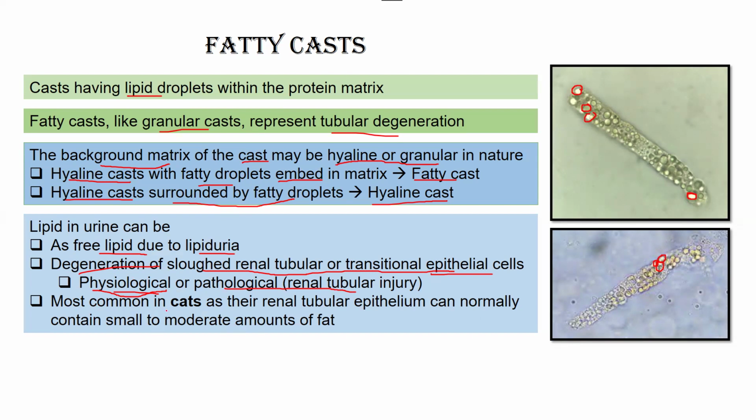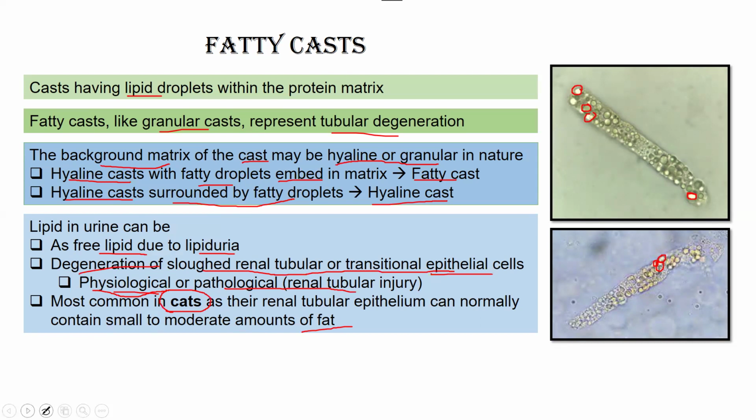Next point is about cats. You should remember, whenever fatty cast comes to your mind, this point should come to your mind, that it is most common in cats, because their renal tubular epithelium can normally contain a small to moderate amount of fat. So because of that, in cats, the most common cast is fatty cast.